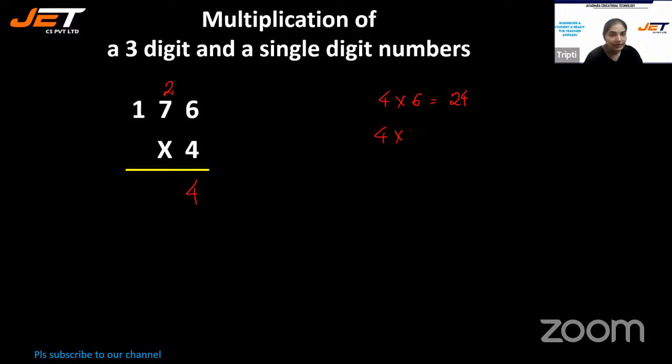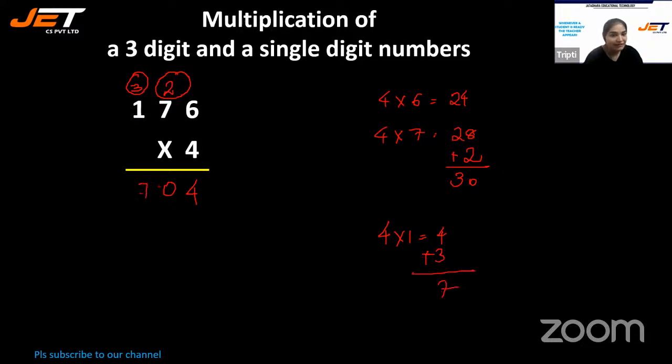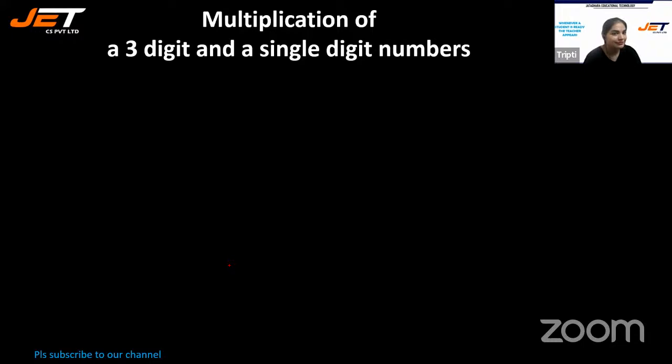Then 4 times 7 is 28. But I can see this 2 is already on top of 7, means carried over. So I'll add 2 and it will be 30. So 3 will be here, 0 will be here. 4 times 1 is 4, but I can see a carried over number, which is 3. So 4 plus 3 will become 7. So answer is 704. Let me repeat: 4 times 6 is 24, 2 here, 4 here. 4 times 7 is 28, plus 2, 30. 3 here, 0 here. 4 times 1 is 4, plus 3 is 7. 704.